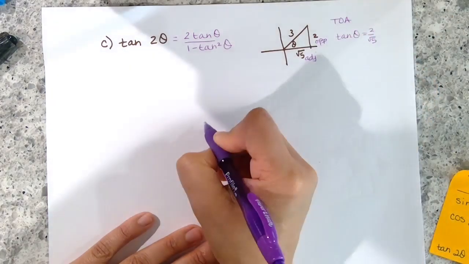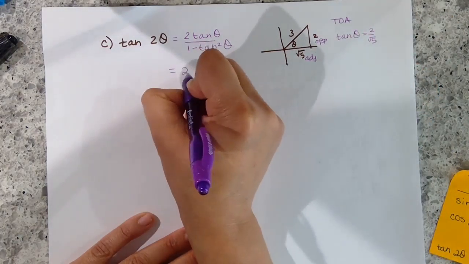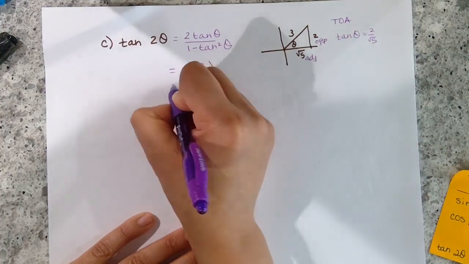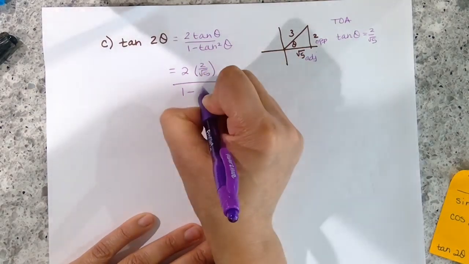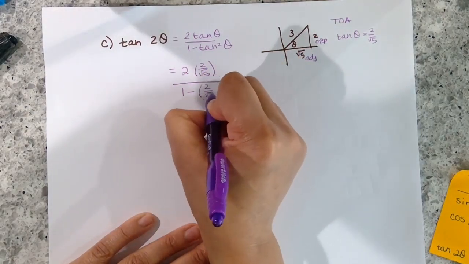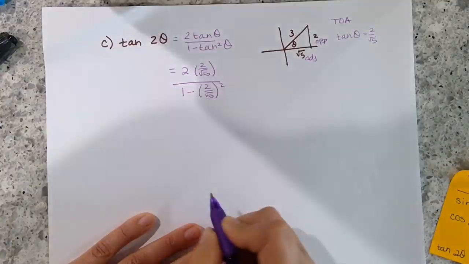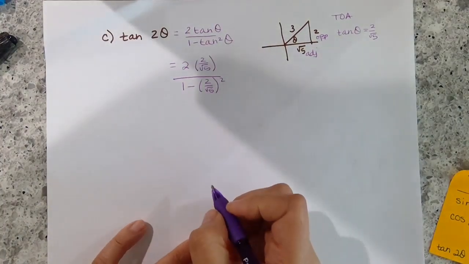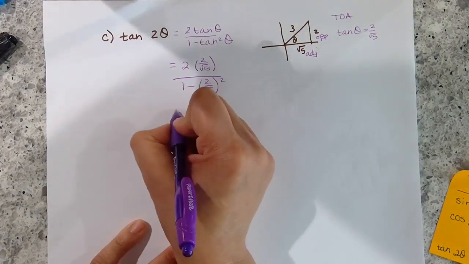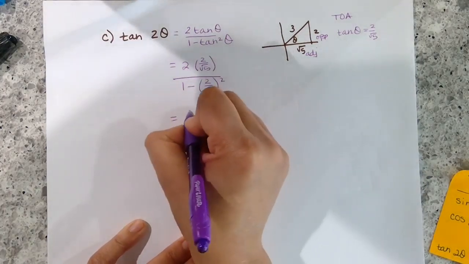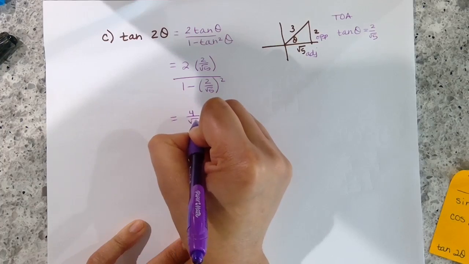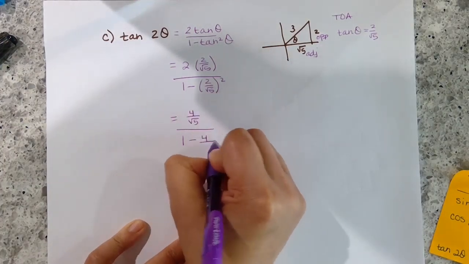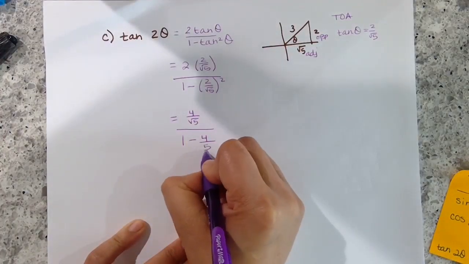Okay, so then I'm just going to go ahead and plug that into my formula. So I have 2 times 2 square root of 5 over 1 minus 2 square root of 5 squared. That's it. Last thing you have to do is just be careful with your math and simplifying, which can be a little bit confusing. So this 2 times 2 is 4 over square root of 5. 1 minus 4 square root of 5 times square root of 5 is 5.